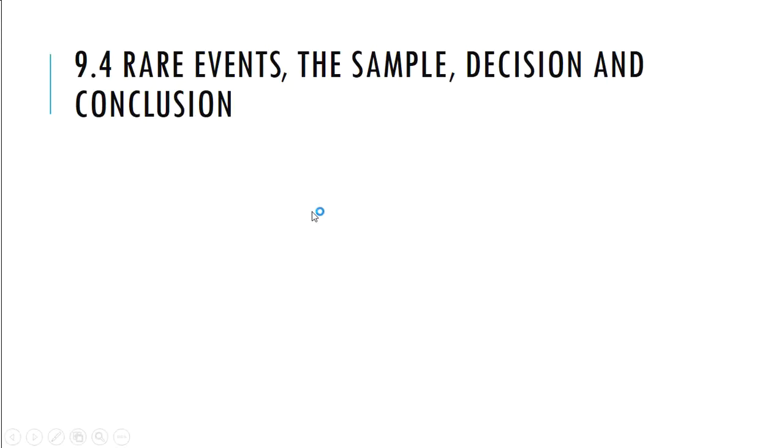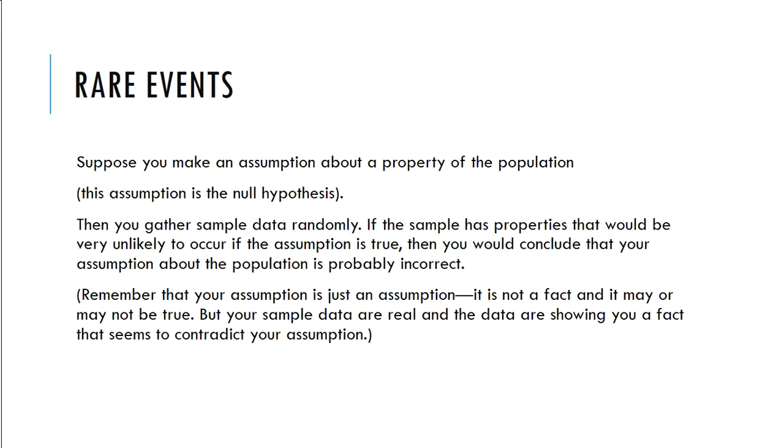So let's talk about rare events, the sample, decision, and conclusion. Suppose you make an assumption about a property of a population. This assumption is the null hypothesis. Then you gather sample data randomly. If the sample has properties that would be very unlikely to occur if the assumption is true, then you would conclude the assumption about the population is probably incorrect.